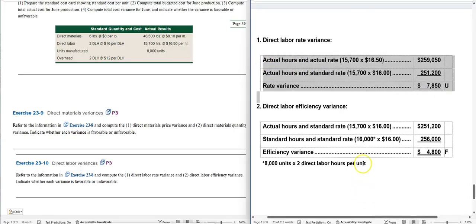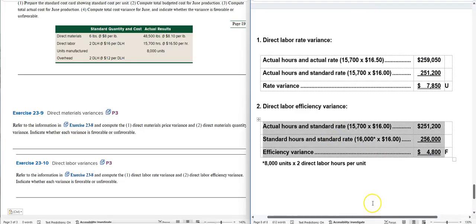Or not, maybe not with our standards, but we had a rate difference. We actually paid more than what our standards say we should have. Okay, so again, directing attention to where we might need to take corrective action. At the same time, it's also highlighting positive things. Our labor was more efficient.